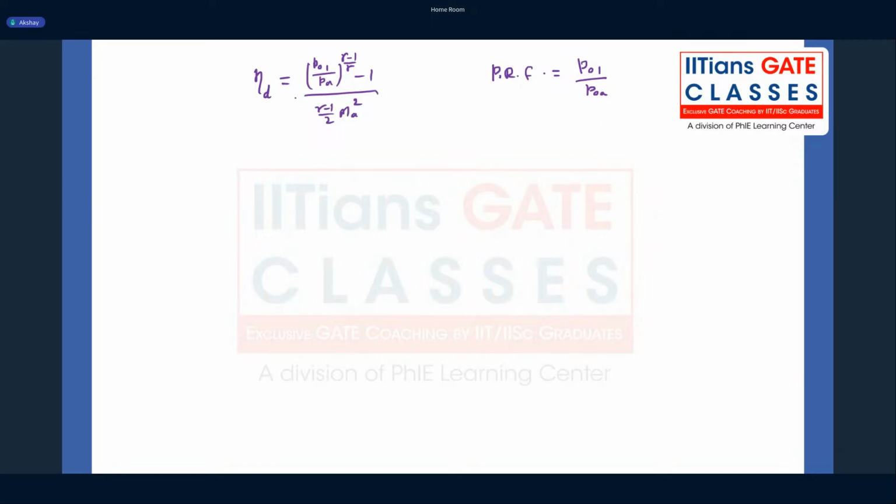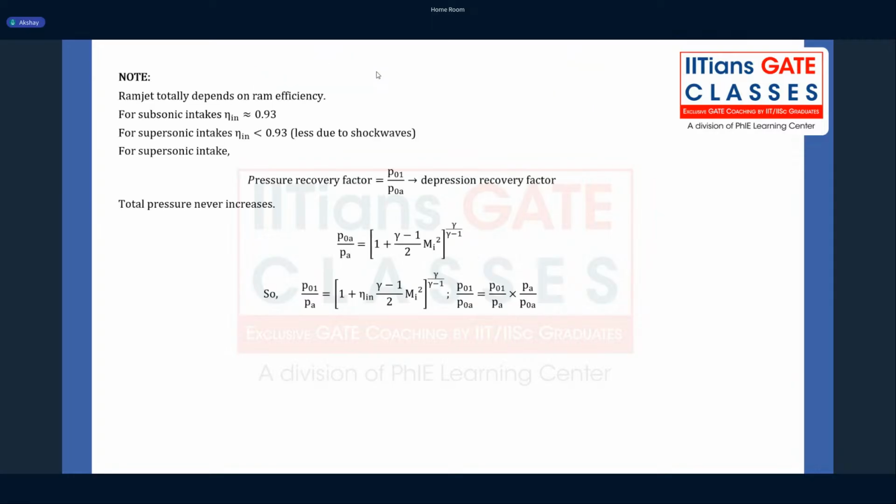So this is what the problem is. Now we have a definition for diffuser efficiency. Since it's a demo class, I don't want to go into further details on the diffuser section. Let us just see one or two questions from previous year GATE, right? That makes our life simple, so we will understand what's going on. Formally, if you plug in these two conditions, we should be able to get to this form. The pressure recovery factor P naught 1 by P naught A can be written in this fashion.